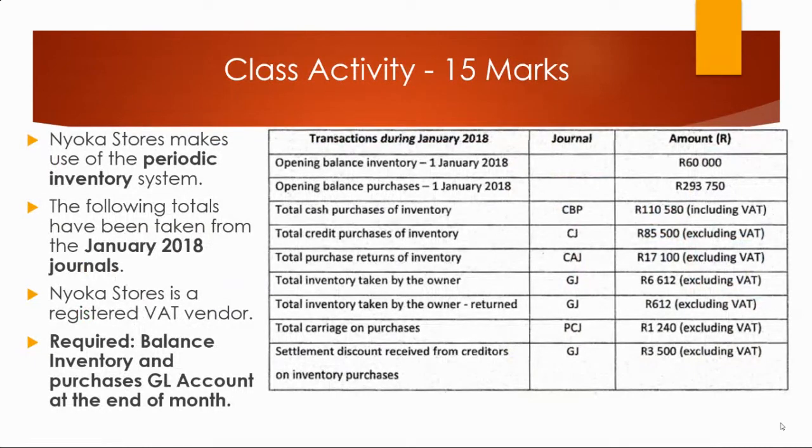Now, what we're going to do now is a class activity. This is a past paper from 2018, where they asked the students to make use of the periodic inventory system, and they had to take the following amounts into account. Now remember, New Yorker Stores is a registered VAT vendor, and we're required to do the inventory balance and purchases general ledger accounts at month end. So they ask you to only do the inventory as well as the purchases account.